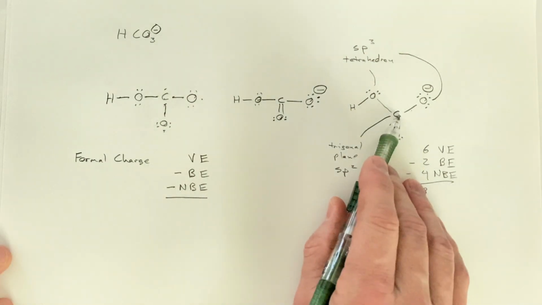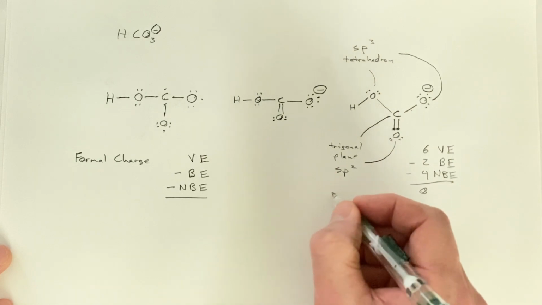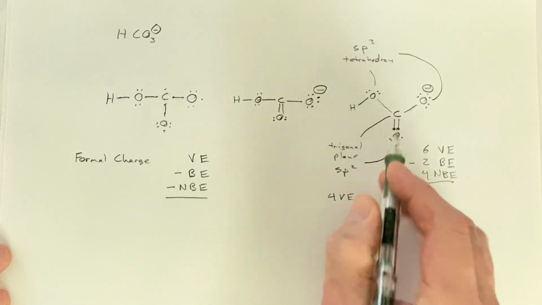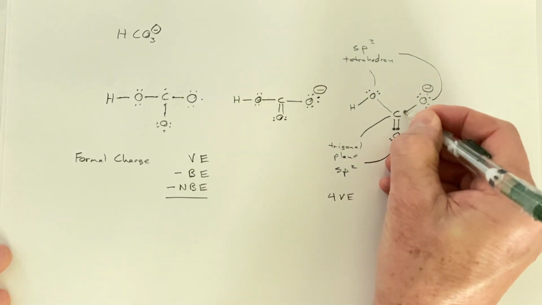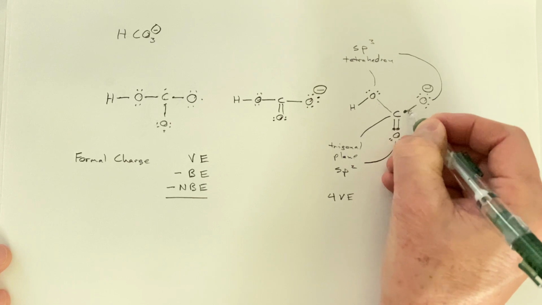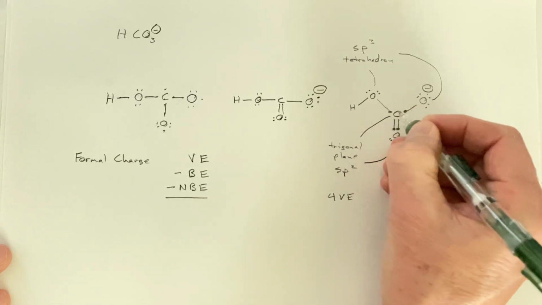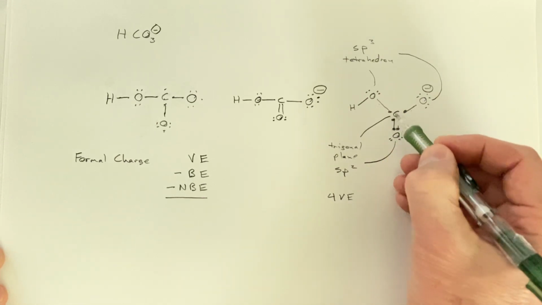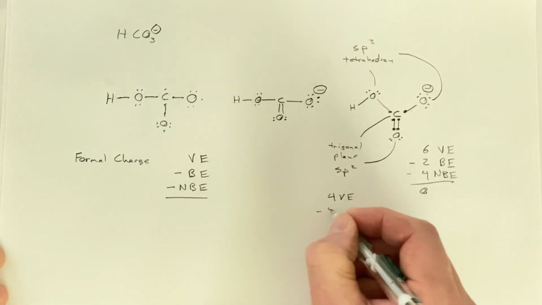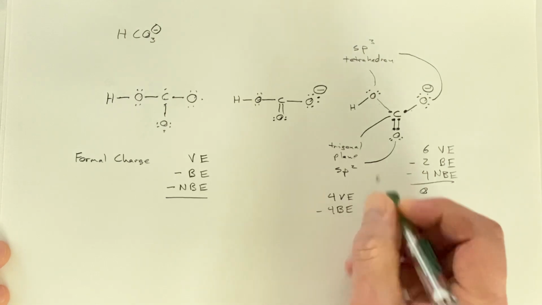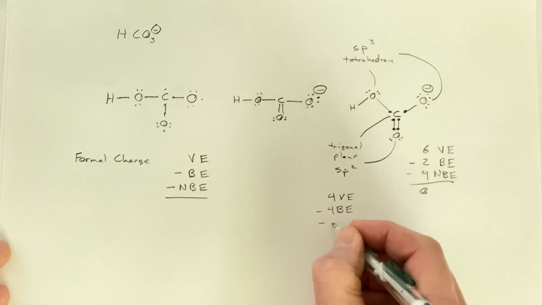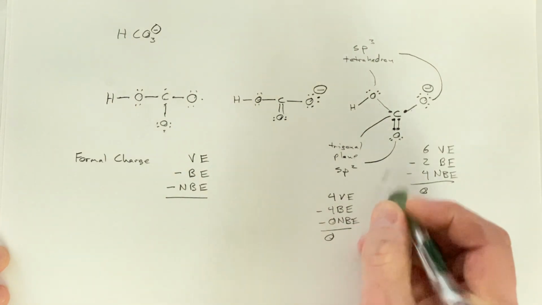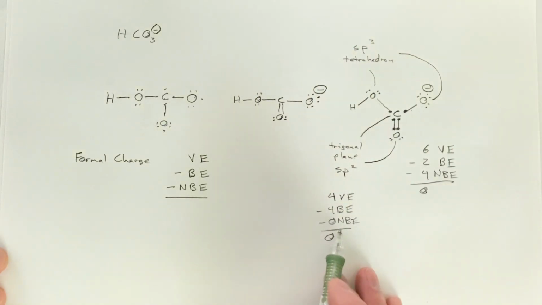Let's go ahead and look at this carbon atom. Carbon has 4 valence electrons. We see that this carbon owns 1 electron in this bond, it owns 1 electron in this bond, and it owns 2 electrons in this double bond. So we have 1, 2, 3, 4 bonding electrons. There are no lone pairs or non-bonding electrons. And so the formal charge on the carbon atom is 0, which matches what we have on our structure.